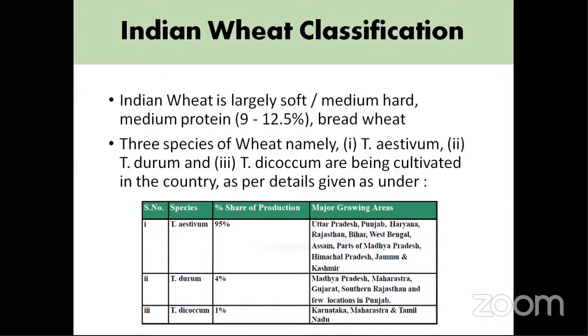So these Indian wheat varieties can be soft, medium hard, or hard. This depends upon the amount of protein present in it. For example, bread wheat contains 14% or above protein. Medium hard wheat contains around 9 to 12%. And soft wheat is less than 9%; it may contain 7 to 8% protein. The three species of these wheats are Triticum aestivum, Triticum durum, and Triticum dicoccum. If you see this table, the majority of the grown wheat species is occupied by Triticum aestivum, then second is Triticum durum, and thereafter Triticum dicoccum.